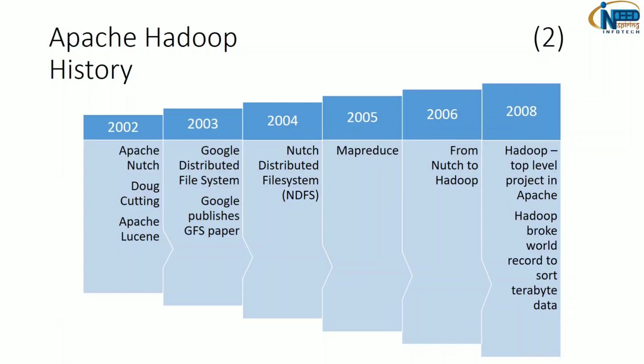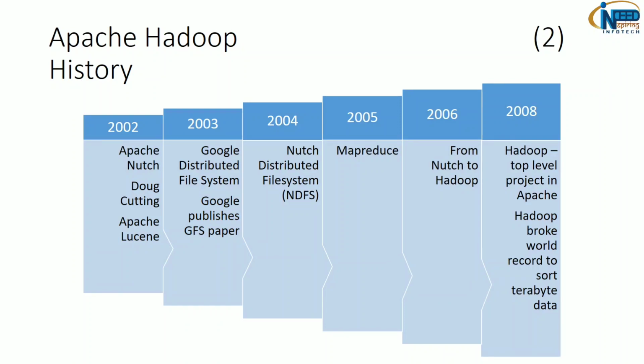A brief history of Apache Hadoop. In 2002, the Apache Nutch project was running. It was headed by a person called Doug Cutting, and they were also working on Apache Lucene, which is a search engine library. Apache Nutch is itself a search engine project. They used a concept of Google, that is GFS, Google File System, or Google Distributed File System, in 2003, and they implemented it in Nutch, and it became the Nutch Distributed File System in 2004.